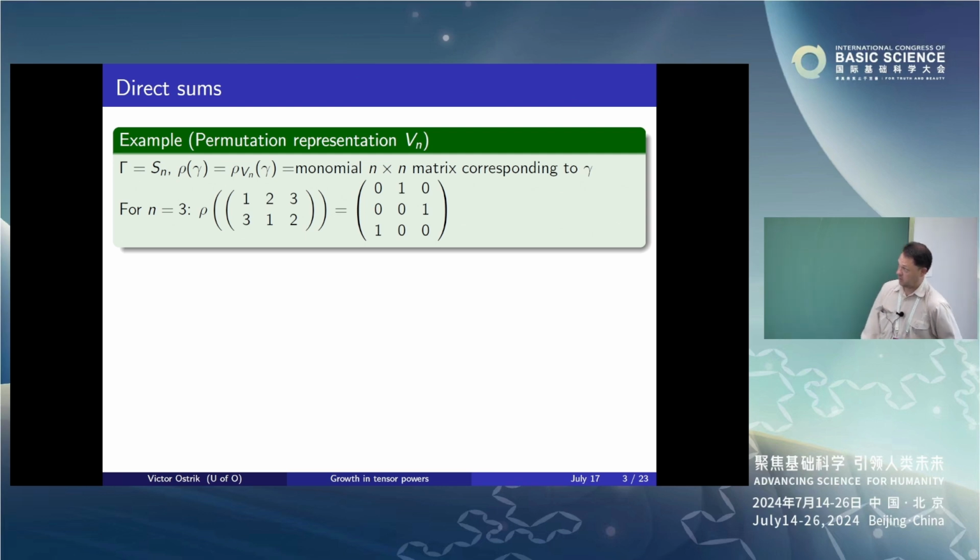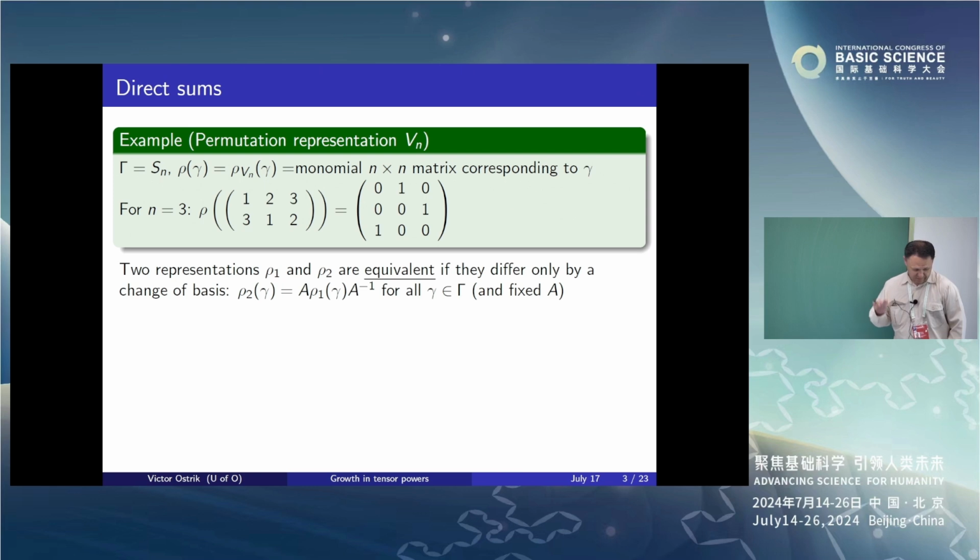And here is an example to keep in mind. If your group is a symmetric group, you can consider a representation where elements of the symmetric group act by permuting elements of some particular basis. In other words, they act by monomial matrices. An important thing here is that representations are considered to be the same, that is, equivalent, if they differ only by a change of basis in the vector space. So basically all these matrices that you see are conjugated by one fixed matrix.